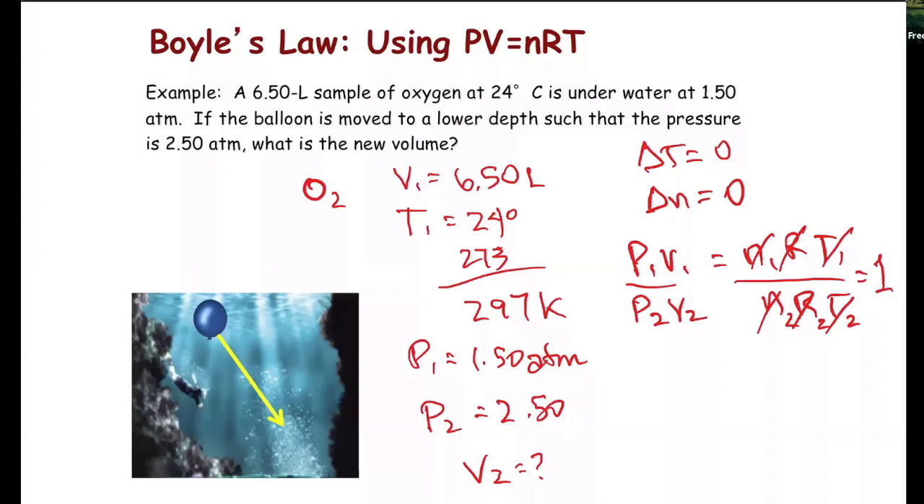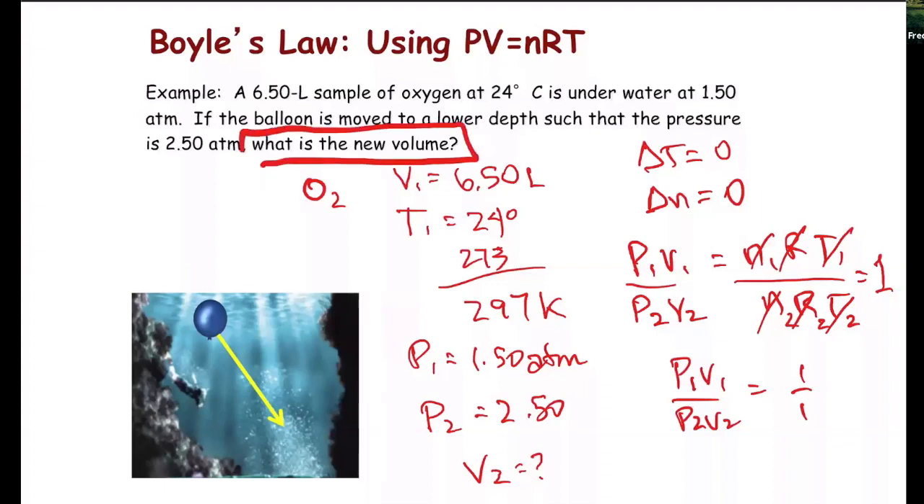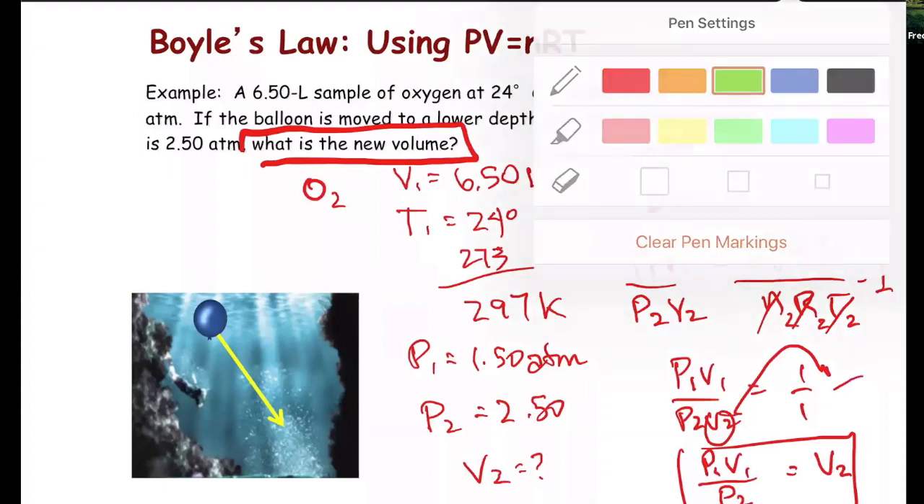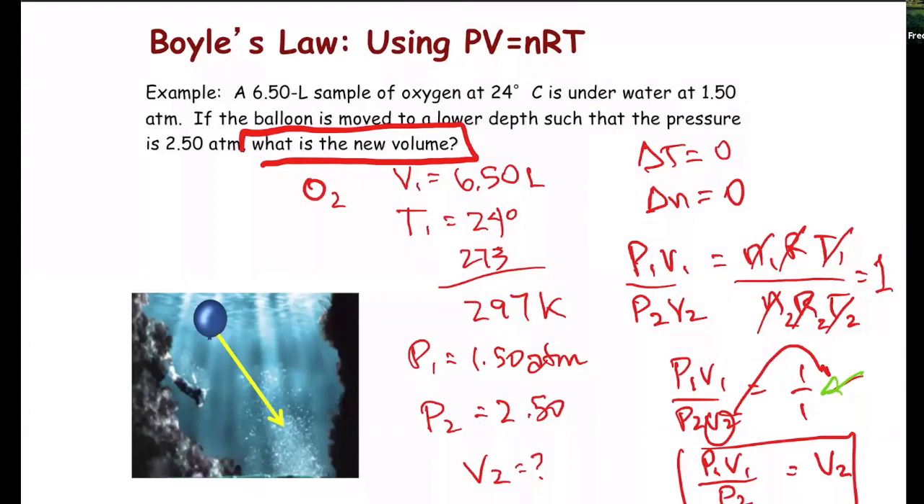So what we have is P1 V1 over P2 V2 equals 1 over 1. What are we solving for? We're solving for the new volume. Bring the new volume to the other side. What we have is V2 equals P1 V1 all over P2. This is the equation we're going to be using. That's Boyle's law. This relationship right here is Boyle's law. When P1 V1 over P2 V2 equals a constant 1, that's Boyle's law. Anyway, this is the equation we will be solving.